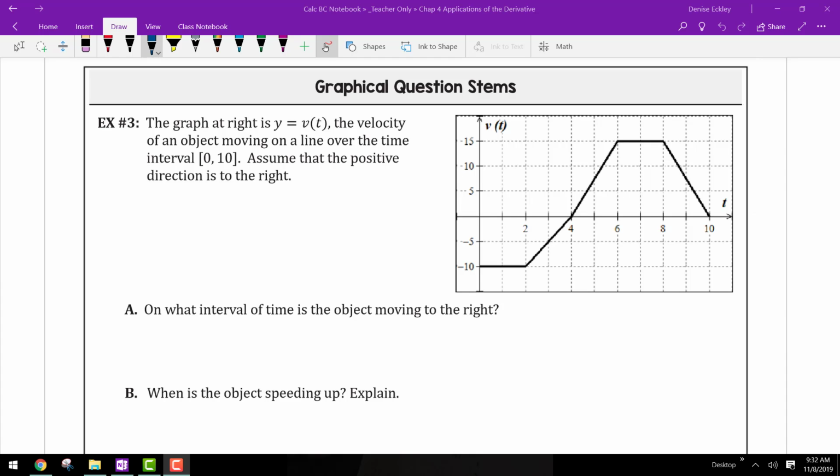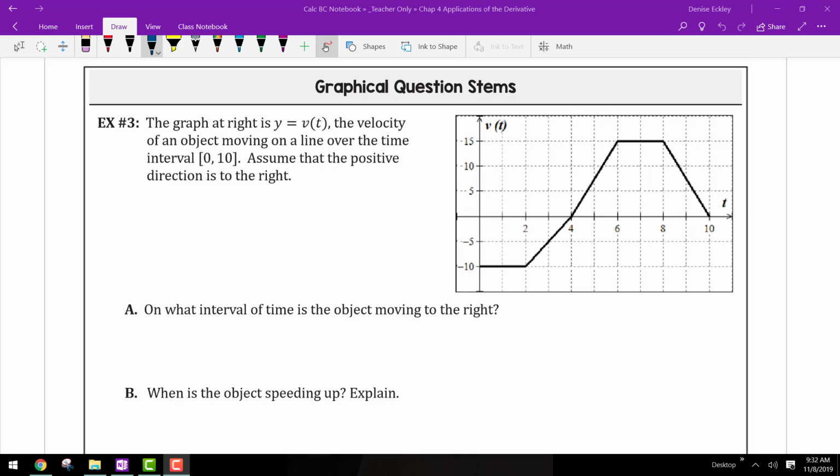So example 3, the graph at right is y equals v of x. It's a velocity graph of an object moving on a line over the time interval 0 to 10. Assume that the positive direction is to the right. So some things we can see from this graph is from 0 to 4 on the time scale we have negative velocity, and then from 4 to 10 we have positive velocity, and we have 2 sections of constant velocity from 0 to 2 seconds and from 6 to 8.